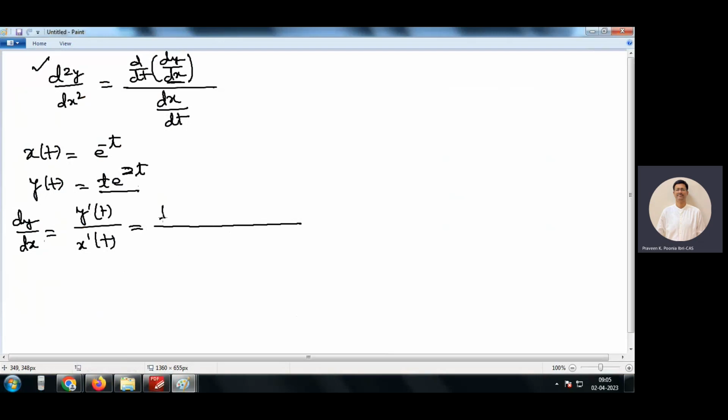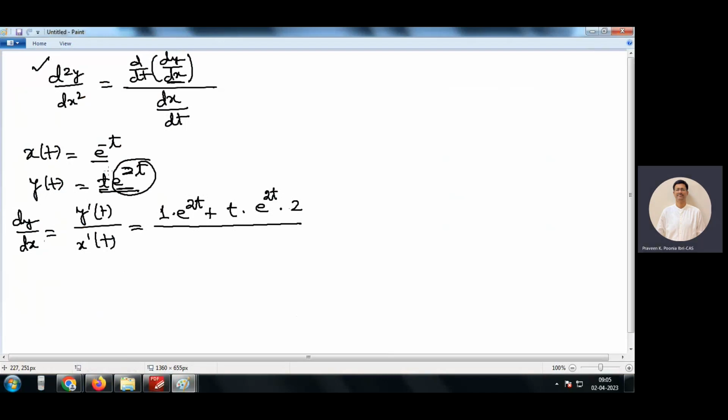The derivative of the first, t, is 1. Second function same, because it is a two-function product. t is a separate function, and e to the power 2t, so we will use the product rule. Now t is same. Now find the derivative of e to the power 2t. It will be e to the power 2t, and the derivative of 2t is 2.